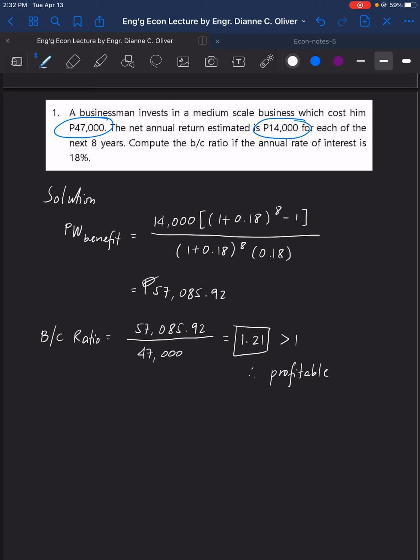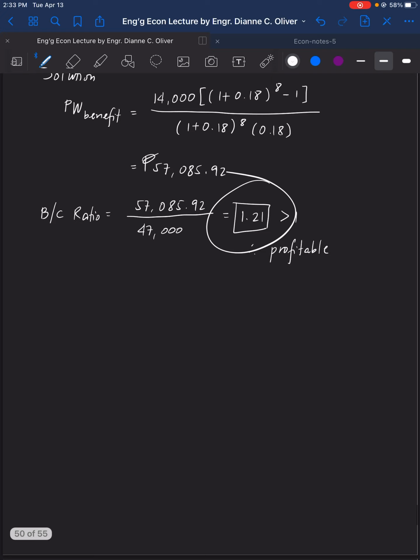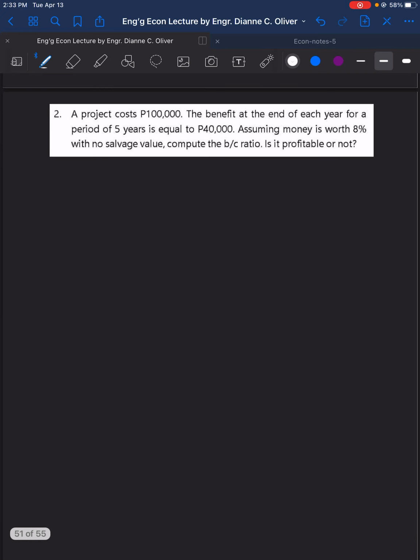Okay, so question number 1 does not ask if it is profitable or not. It's just asking for the benefit cost ratio. So here is the answer. So that's for number 1. Let's go to number 2.